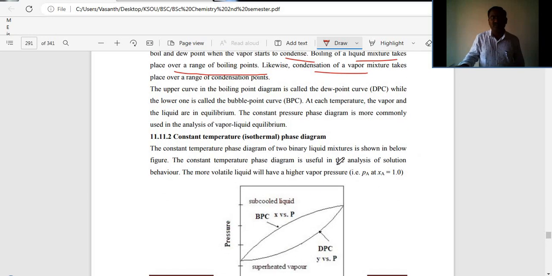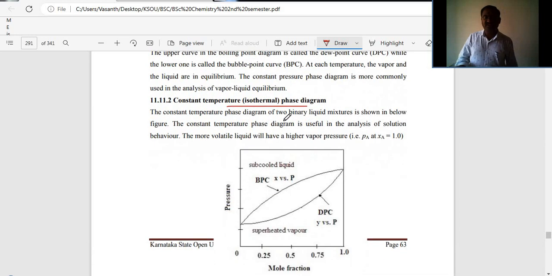Next, constant temperature means a process which can take place at constant temperature. That process is called what? Isothermal. That is a phase diagram for isothermal. The constant temperature phase diagram of two binary liquid mixtures is shown below. The constant temperature phase diagram is useful in the analysis of solution behavior. The more volatile liquid will have a higher vapor pressure.